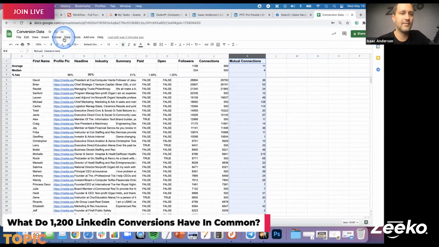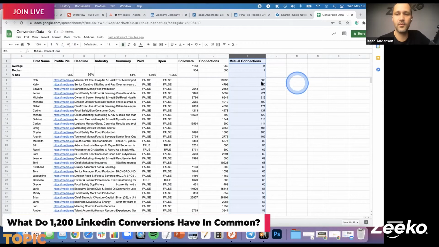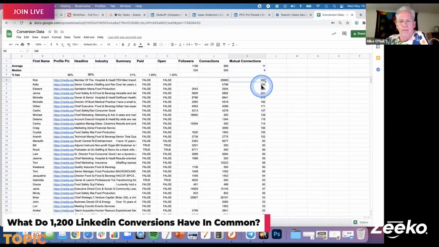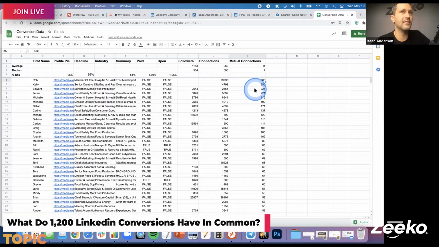I've got one kind of outlier here where there's 500. This person must be just a power player though, because they're almost maxed out. That's probably Mike O'Neill. I'm right there. One question though, mutual connections to what other account? To the person that, so this is info from our clients. So this would be 500 mutual connections with the client.